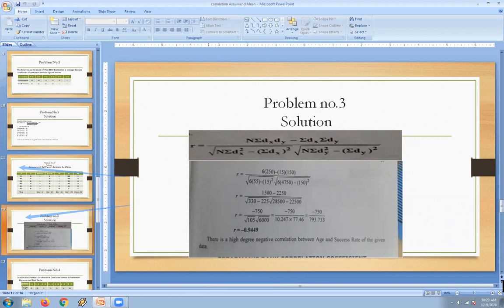Then we have to remove the square roots. The values are 10.247 into 77.46, divide it. Then we get the value r equals minus 0.9449. We can say it is negative. It is a high degree negative correlation between age and rate of success. So this is how we need to calculate.